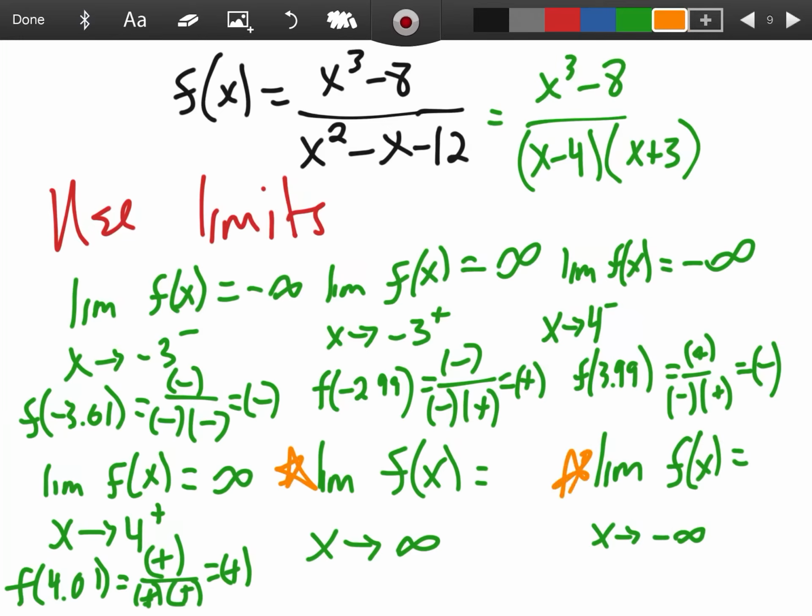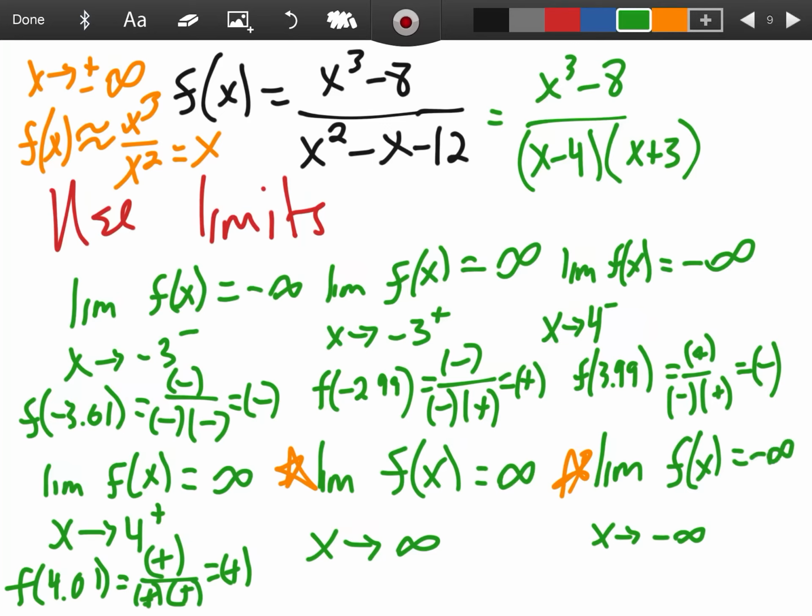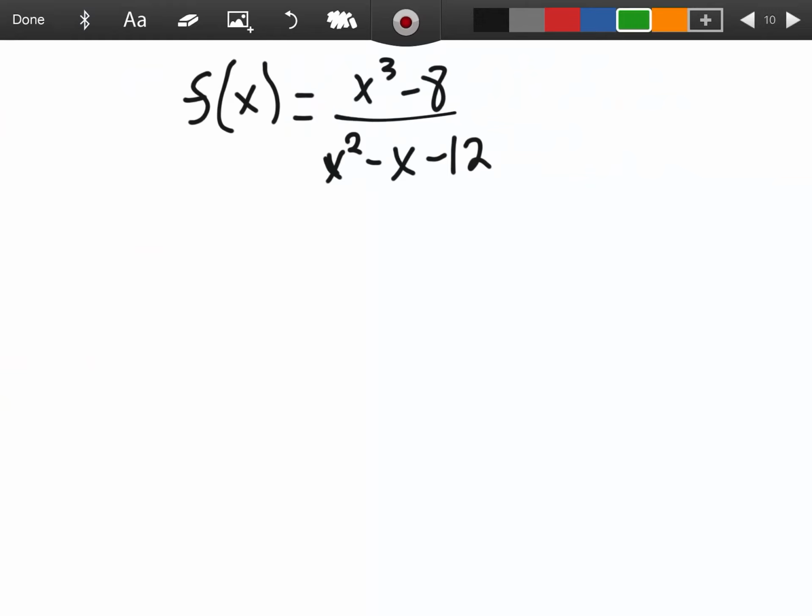So remember, we said as x goes to positive or negative infinity, we could approximate f of x as x cubed over x squared, which we said is the same thing as just x. Well, imagine you're plugging infinity into x. What are you going to get out? Just infinity, right? You plug in negative infinity, you're going to get that out too. So we're going to notice that this rational function has some interesting end behavior here. So let's sketch this out to finish it out.